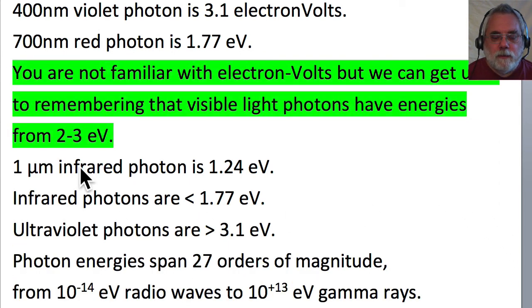Now, infrared photons have less energy than visible light. A 1 micron wavelength infrared photon has 1.24 electron volts. Infrared photons have less than 1.77 electron volts. Ultraviolet photons have more energy than violet, so more than 3.1 electron volts. Photon energies span 27 orders of magnitude, from 10 to the minus 14 electron volt radio waves to 10 to the plus 13 electron volt gamma rays.